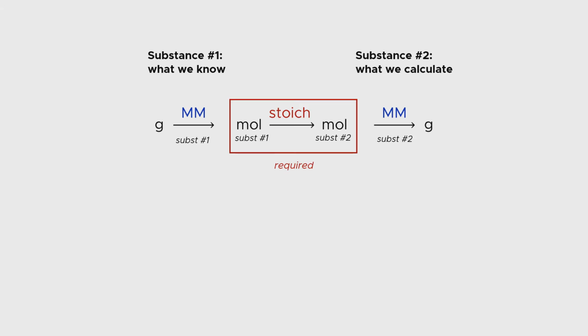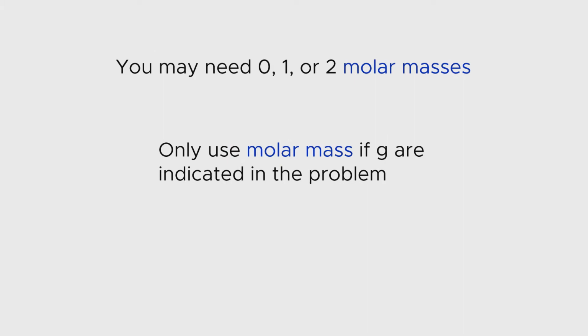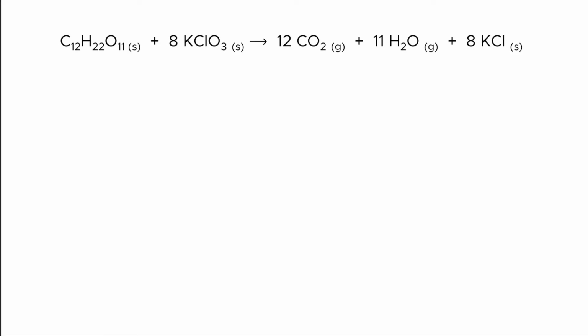We know that the stoich step, shown in the red box, is required, no matter what. But how do we know if we need to use molar masses? It's actually pretty easy to figure out. Look for grams in the problem. If grams are given for substance 1, you'll need its molar mass to convert from grams to moles. If grams are calculated for substance 2, you'll need its molar mass to convert from moles to grams. How many molar masses you need depends on the specific problem. So let's work some problems.